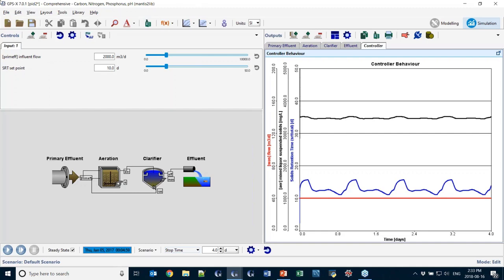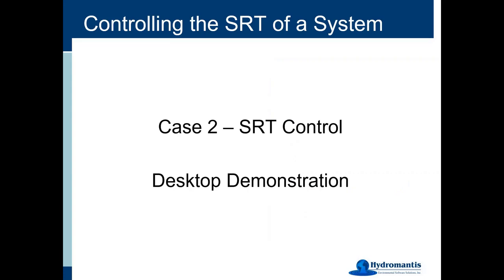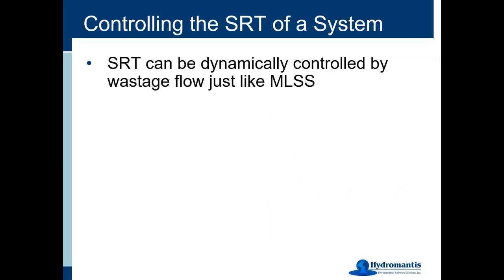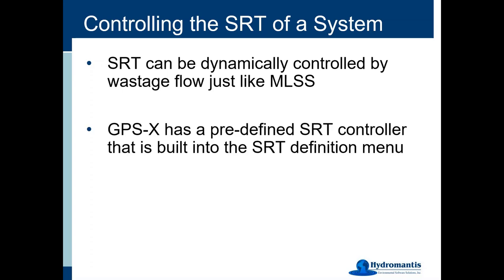So let's go back to the slides and talk a little bit about putting a controller on that. Now, the SRT can be dynamically controlled by adjusting the wastage flow rate, just like you can do for mixed liquor. It's very much the same thing. You're just monitoring a different measurement. In this case, instead of a concentration of solids, we're going to be looking at the residence time of the tank. So the good news is that GPS-X actually has a predefined SRT controller that's built into that menu.